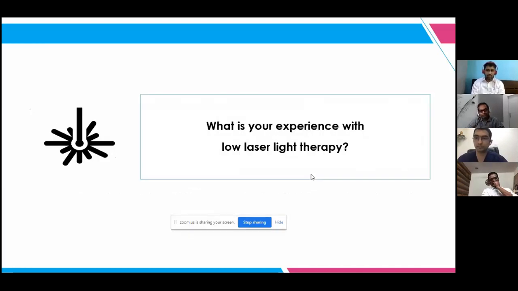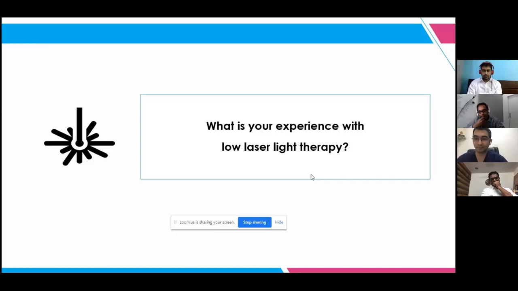Coming to low laser light therapy, Dr. Abhay, are you using this low laser light therapy in your clinic? I really don't call it low level laser light. We have tried some laser helmets, but I don't think they added any value. That laser helmet is nothing but low laser light therapy only. Yeah, but the helmets which we use are not the FDA approved helmets. So I personally have no experience of using it effectively. Maybe I would love to hear from other panelists.